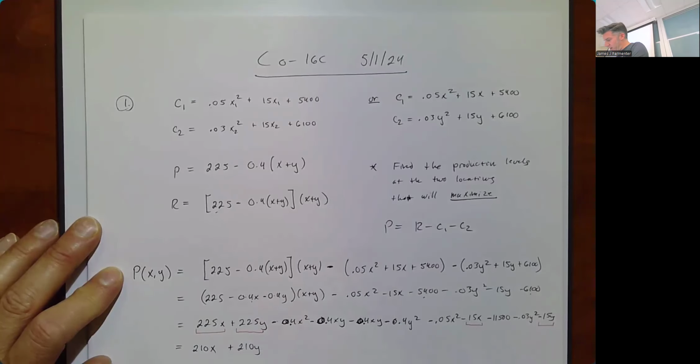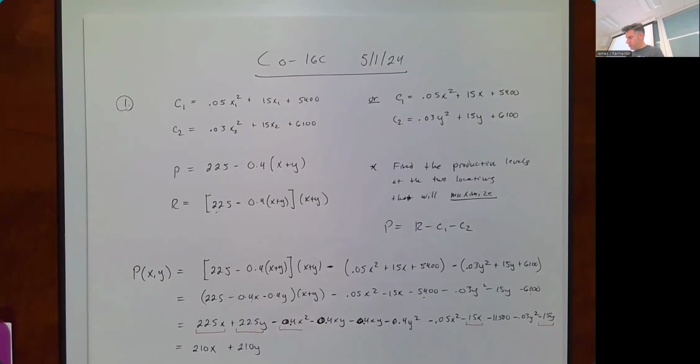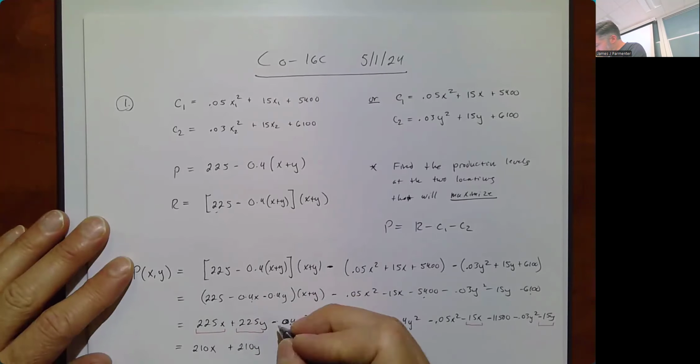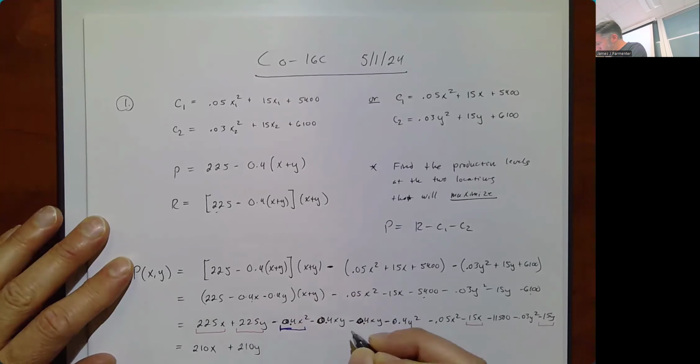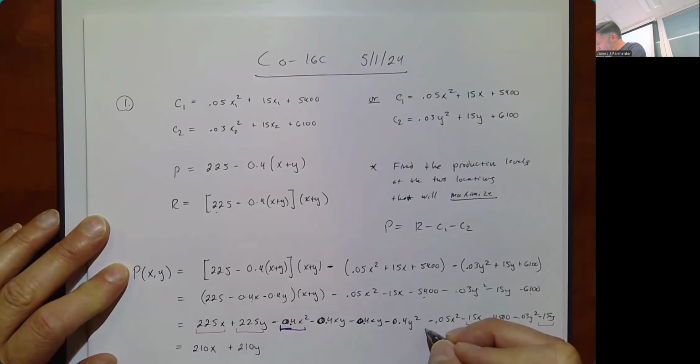As far as x squared, I have a negative 0.4x squared and a negative 0.05x squared. So I have a negative 0.45x squared.